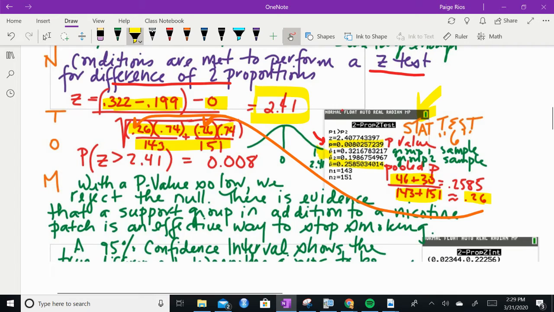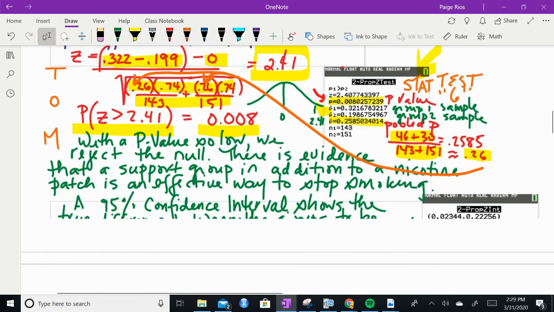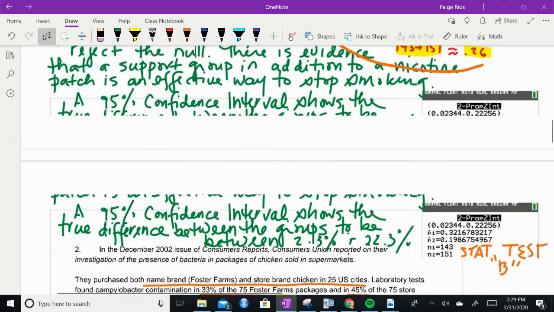The probability that a z-score is greater than 2.41 is 8 out of every 1,000 times that we do this. So that's a very low p-value. We are going to reject the null. I don't even need to state my significance level because that's lower than 10, it's lower than 5, and it's lower than 1%. So we reject the null. There is evidence that a support group, in addition to a nicotine patch, is an effective way to stop smoking.